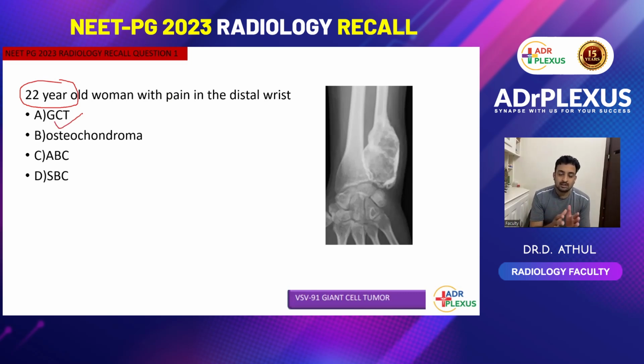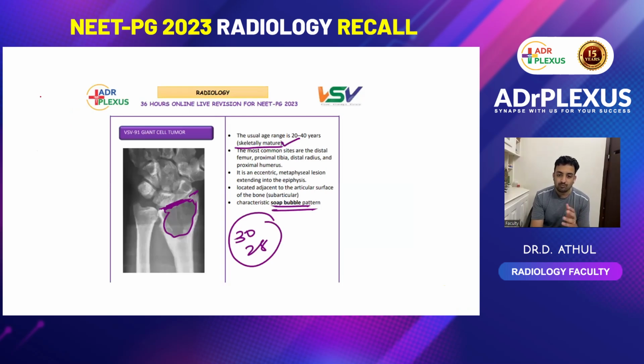This case can be confusing because of the confusion between GCT and ABC. But in our VSP session, we were discussing that whenever skeletal maturity comes, the answer should be GCT, because GCT occurs after skeletal maturity, and there will be expansive lytic lesions involving the bone with a soap bubble appearance, and we will be able to see the tuberculations like that.